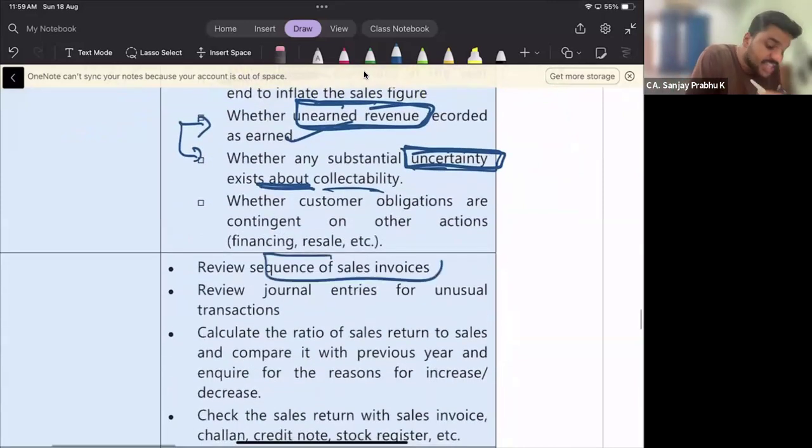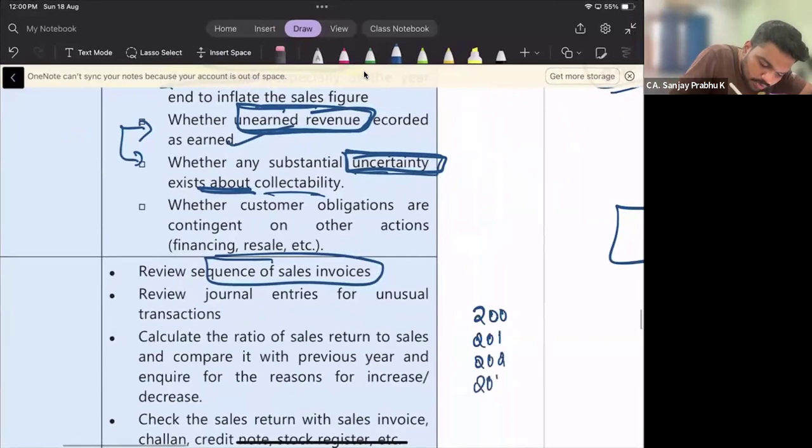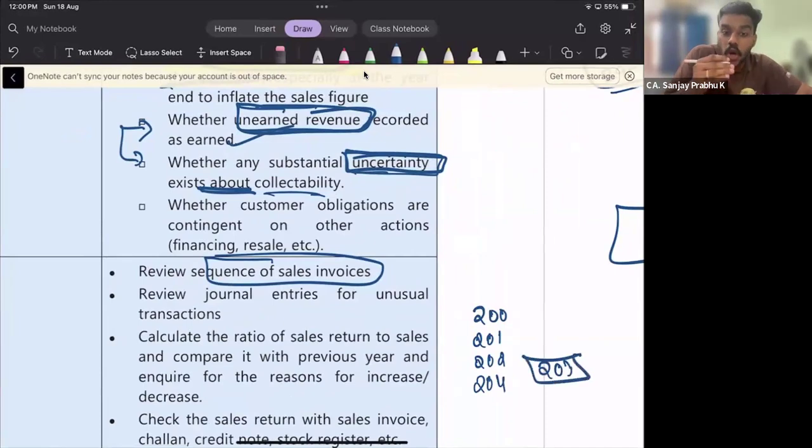Review the sequence of sales invoices. What do you mean by sequence of sales invoices? I was just randomly checking the sales invoices. So sales invoice number 200, 201, 202, 204. Sir, where is 203? 203 is missing. So as an auditor, I have to review the sequence of sales invoices, whether any sales invoice has been missed.